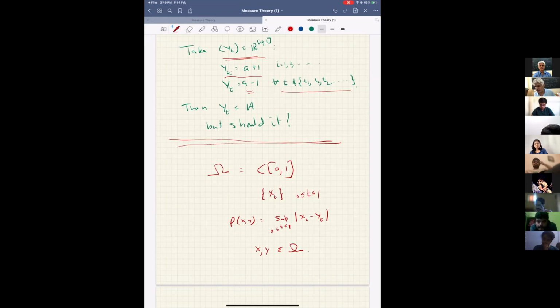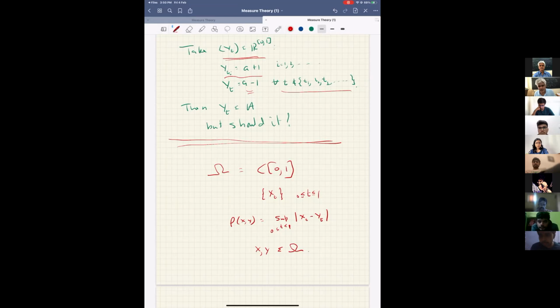We'll actually use it to construct Brownian motion at some point. Because Brownian motion is going to be a limiting process, the limit of all the random walks that we discussed earlier. So the limiting process should be continuous. So this will be quite useful to us.